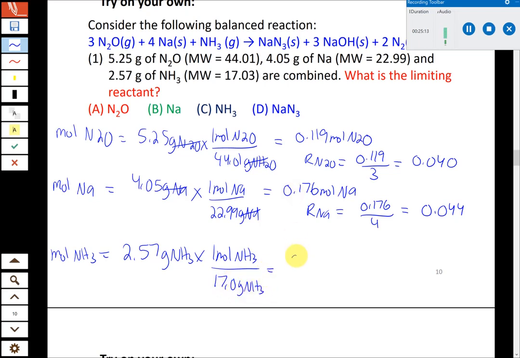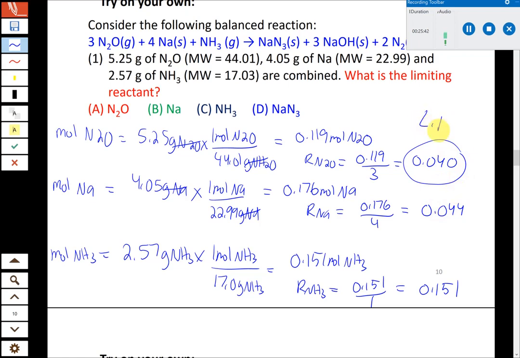So we get 0.151 moles of NH3, and the stoichiometric ratio is that number divided by the coefficient, which is just 1 in this case. There's no coefficient, so it's 1. And so we get 0.151 also for the stoichiometric ratio. All right, so the one that's the smallest is the limiting reactant, and what we see is that it's this first one here, N2O, a little bit smaller than sodium, so this is our limiting reactant.